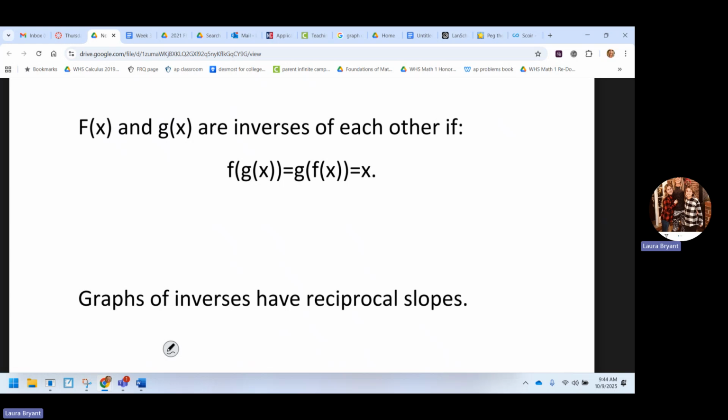So if I do a composition one way and I get x, and then a composition the other way and I get x, so if you do the composition both ways and they both come out to be x, that's the way that you can prove you have inverses.